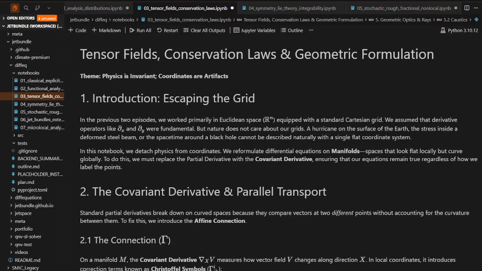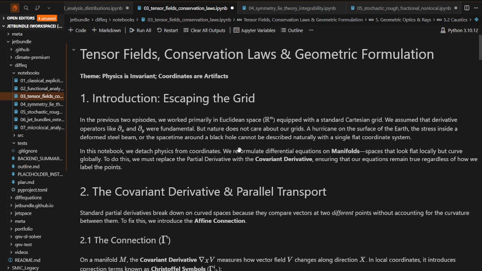What's going on, guys? Welcome to episode 3 of our series on differential equations. Tensor fields, conservation laws, and geometric formulation is essentially the topic that we'll be covering. And this is related to the idea that physics is invariant. Physics is the same no matter how we choose our coordinates.